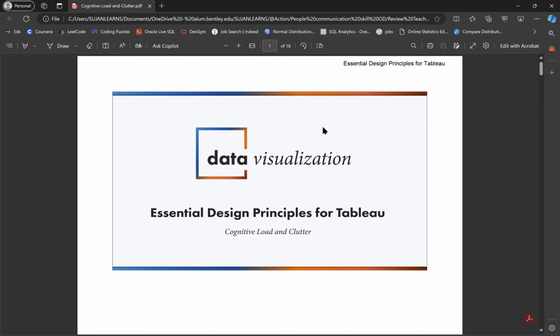And the concepts we learn in this section we will use in all the visualizations we will design in later sections. That's why we need to learn about cognitive load in this section. So let's begin. Let's understand what cognitive load is.